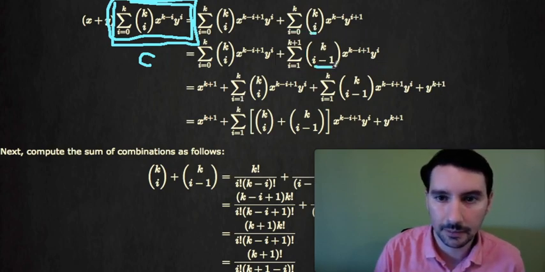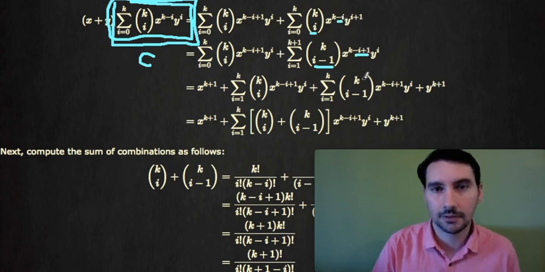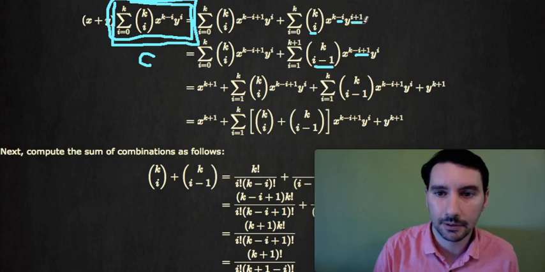Therefore, the I becomes I minus 1. This negative I becomes negative I plus 1, because it's minus minus 1, and this I plus 1 goes down by 1, so it becomes I.